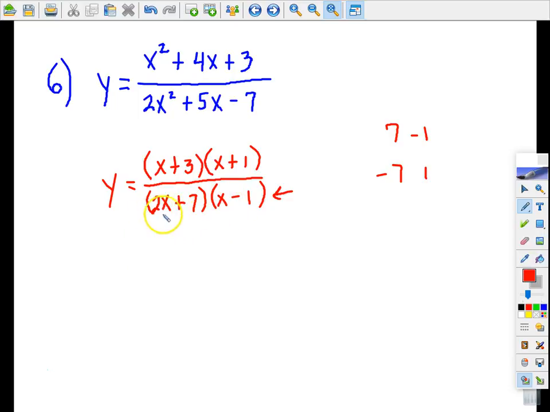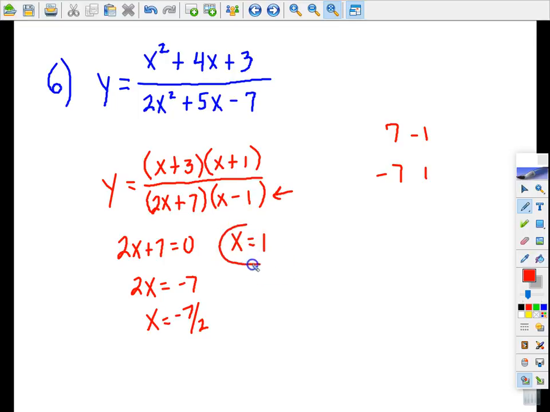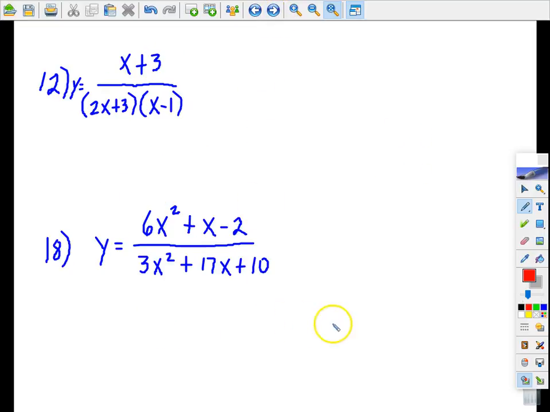In cases like this, 2x plus 7, maybe you can't see what that is just mentally, so you can always go ahead and let 2x plus 7 equal 0 and solve for x. And you'll get one of your points of discontinuity as -7/2. This one probably is pretty obvious to you. Should be +1. So your answer for number 6, 2 answers really, there's 2 points of discontinuity, and here they are.